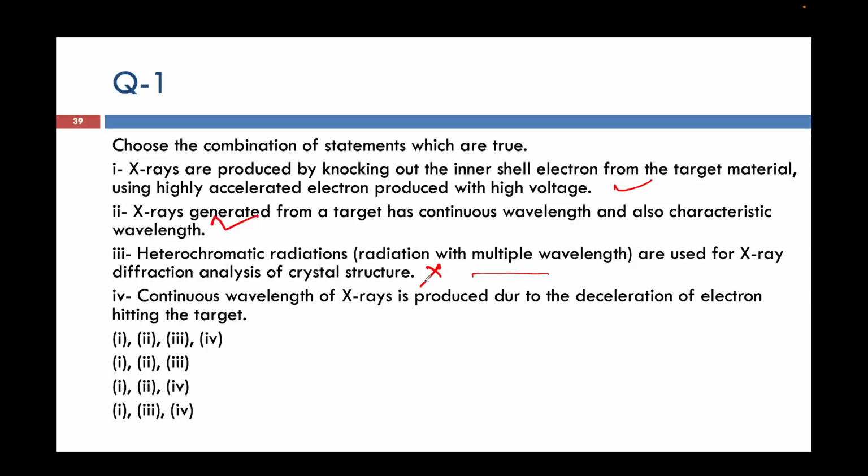Continuous wavelength of X-rays is produced due to deceleration. This is correct. So 1, 2 and 4. Which one is correct? This one, the third option. Okay.